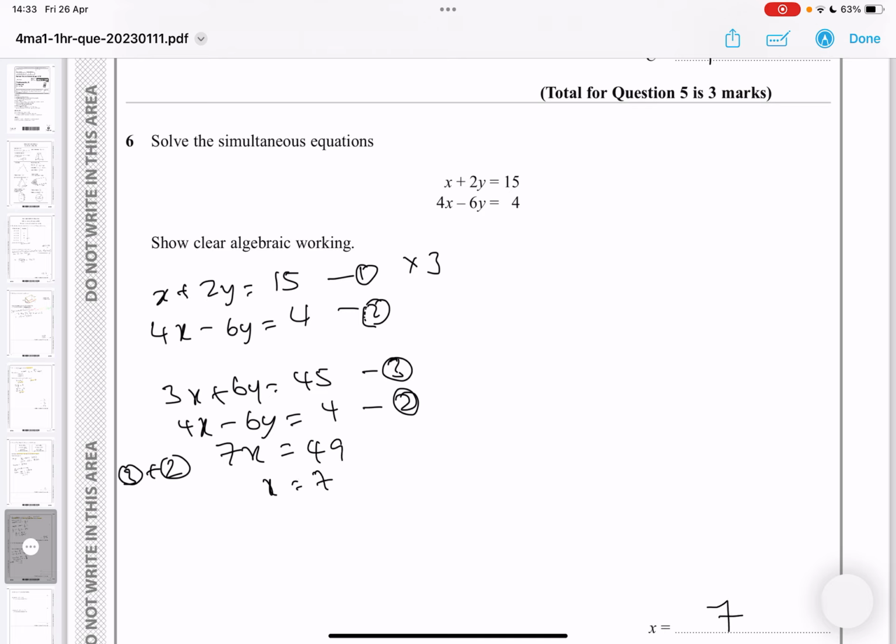So now we need to find y. We need to substitute it into an equation. So I'm going to substitute it into equation 1. So 7 plus 2y equals 15. 2y equals 8. So y equals 4. Okay?